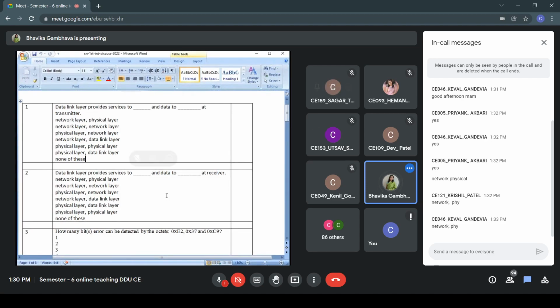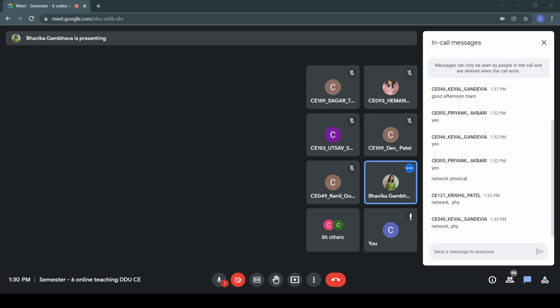The next one, data link layer provides services to which layer and data to which layer at the receiver? What should we write in this one? Network. That is true. Yes.